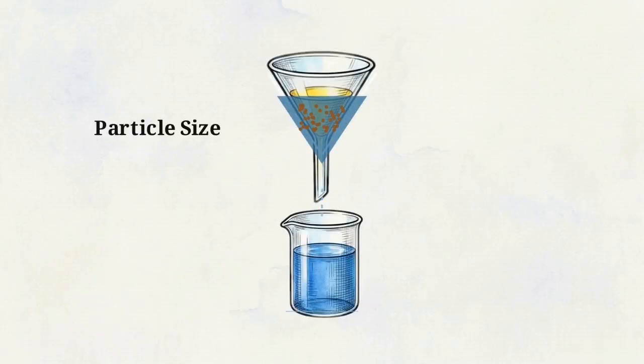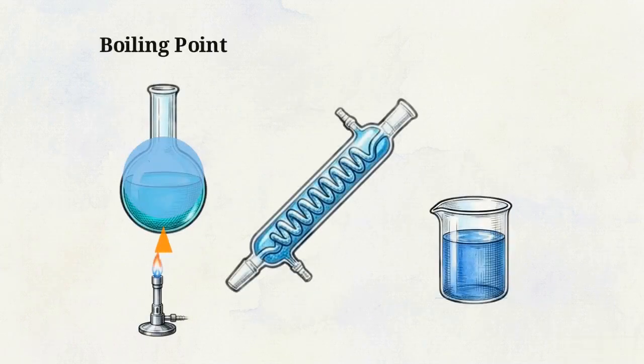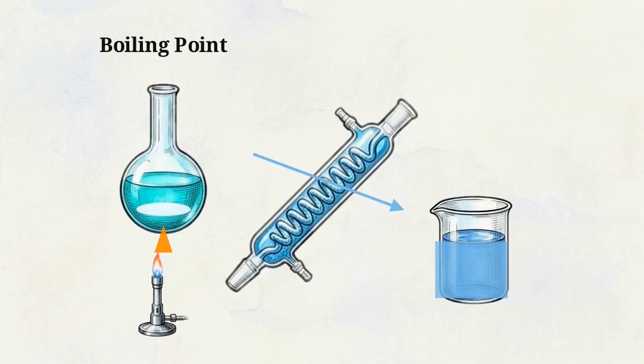Step 2. We exploit particle size. By passing that drained liquid through filter paper, the large solid sand particles become trapped, while the clear saltwater solution flows right through. Step 3. We exploit boiling points. We heat the clear saltwater in a distillation flask. The pure water vaporizes and collects in a separate flask, leaving behind a solid crust of pure white salt.